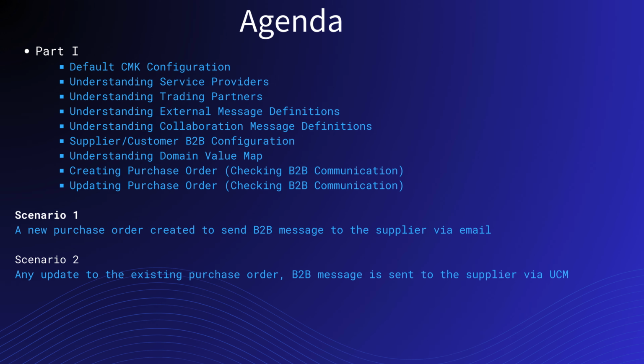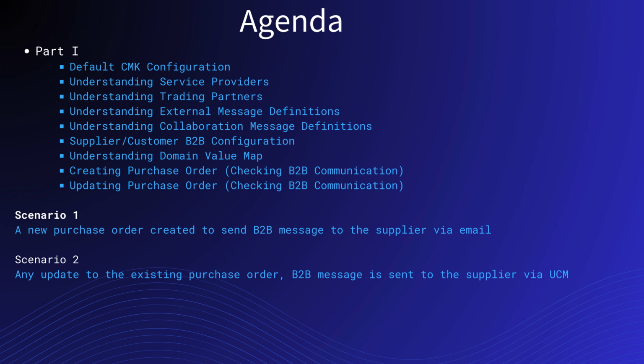The agenda of this session is to check the default CMK configuration, understand the service providers, understand how to set up trading partners, external message definition, and collaboration message definition. Then we'll check the supplier to customer B2B configuration. We'll also look into the domain value map. Then we'll create a purchase order and I will update the purchase order to check the B2B communication.